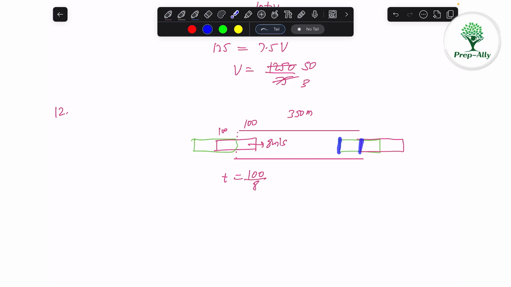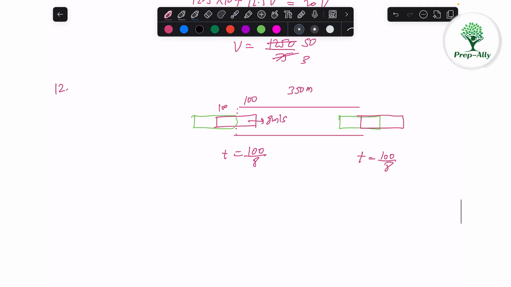So this part is moving 100 meters again. So the time here is also 100 by 8, because the distance moved by the train from here to here is 100. And in this part, while the train goes from here to here, less than half of the train will be on the bridge, correct? So these are the times, 100 by 8, 100 by 8. For this time the train will move with 8 meters per second.